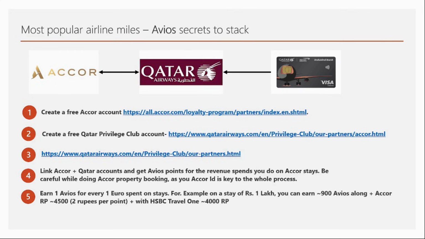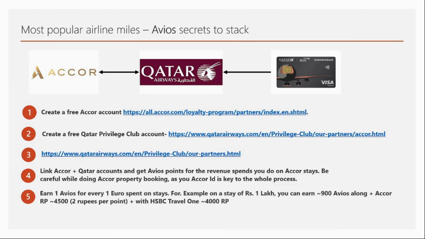So with 1 lakh net, you get 900 Avios points. You get 4,500 worth of reward points. Basically, those can become a 2 rupee value. Now it's more than that given rupee depreciation has happened. So 4,500 is roundabout 9,100 or 200 worth of value with the 1 lakh stay. And if you have a HSBC Travel One or a HSBC Premier, you can get around 3,500 to 4,000.